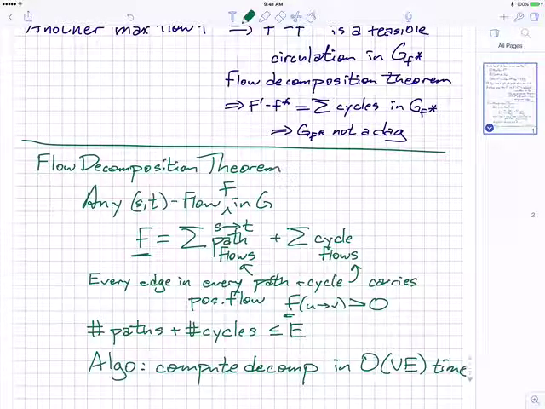And this VE is the best that you can hope for, because the decomposition itself might consist of omega of E paths and cycles, and each of these paths and cycles might have length up to V. So just writing down a description of the flow decomposition, I have to write down all of the edges in these paths leading from S to T and the weight of the amount of flow that I send along it. Similarly for these cycles, I need to write down all the edges in the cycle and the amount of flow I send around it. The number of numbers that I have to write down in order to describe this decomposition could be as large as V times E.